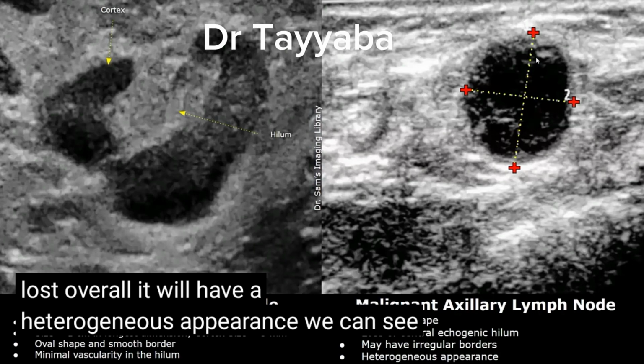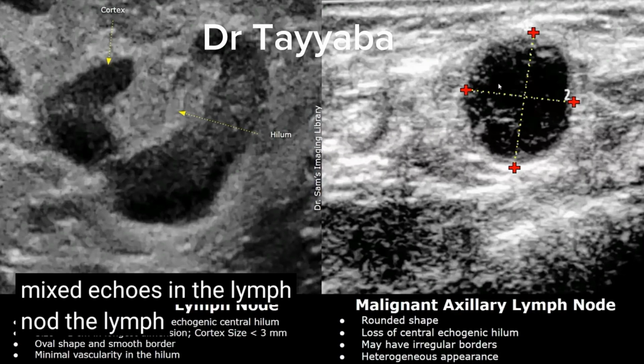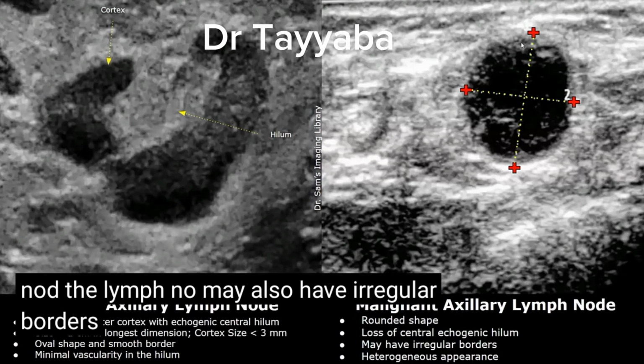It will have a heterogeneous appearance. We can see mixed echoes in the lymph node. The lymph node may also have irregular borders.